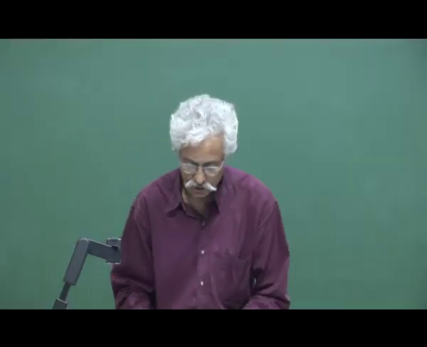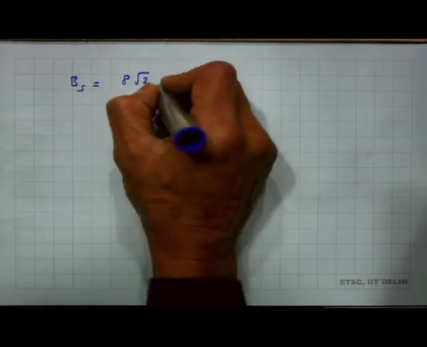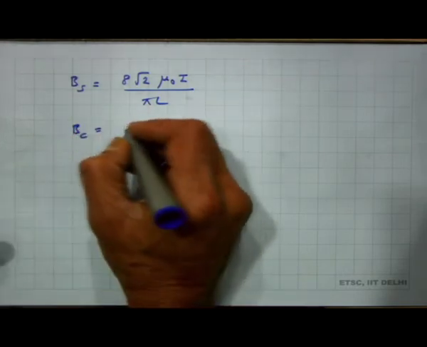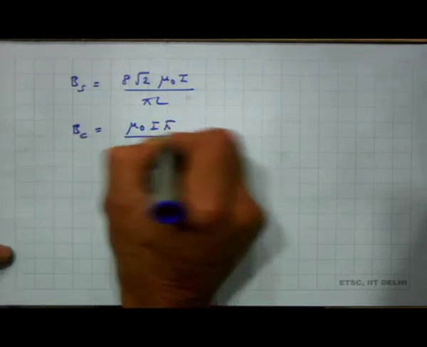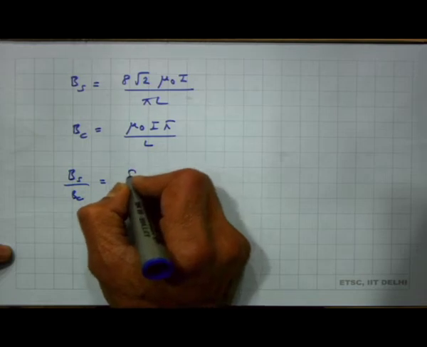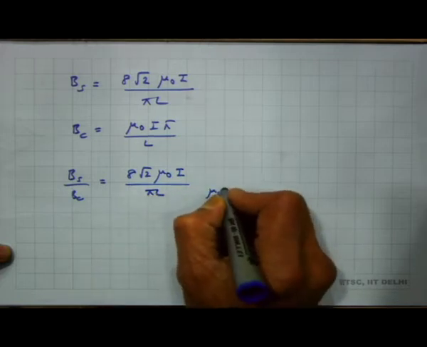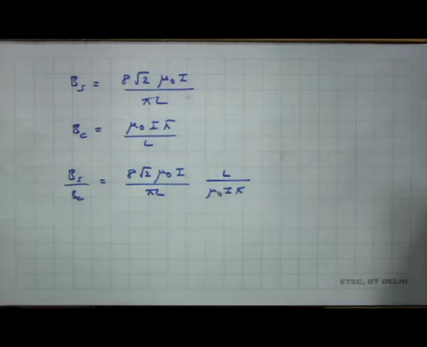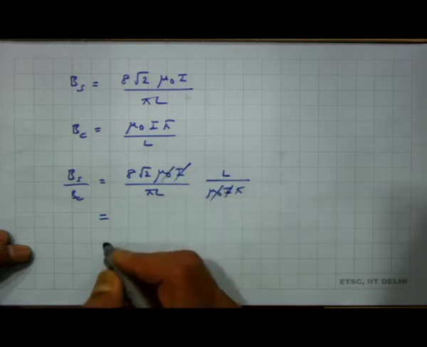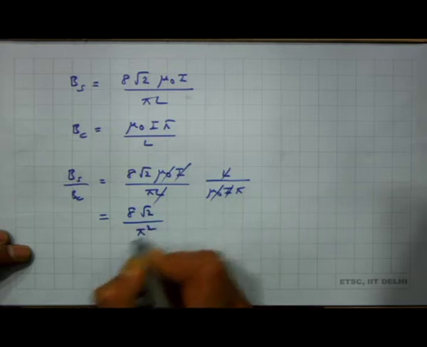So, let me write these two fields here. For the square, B s was equal to 8 square root of 2 mu naught I by pi L, and B for the circle of the same length is mu naught I pi by L. So, the ratio B square by B circle will be equal to 8 square root of 2 mu naught I by pi L divided by mu naught I pi by L, and that is equal to, so I cancels off, mu cancels off, and L cancels off. So, I get 8 square root of 2 by pi square, which is approximately 1.15.